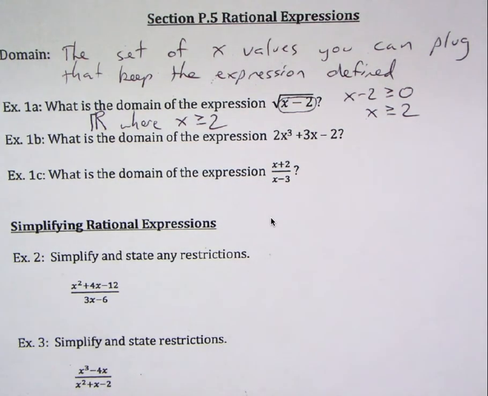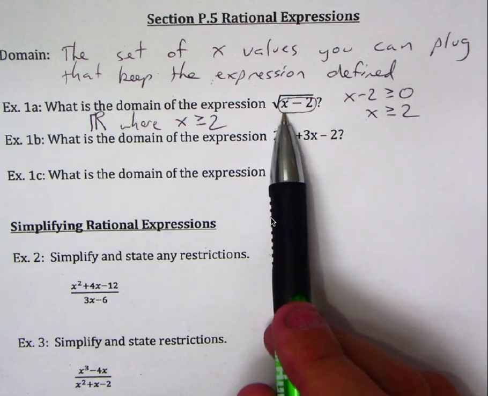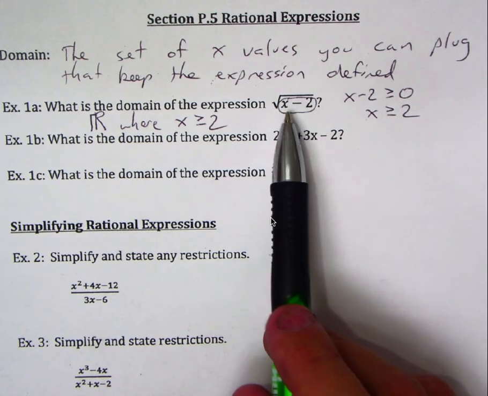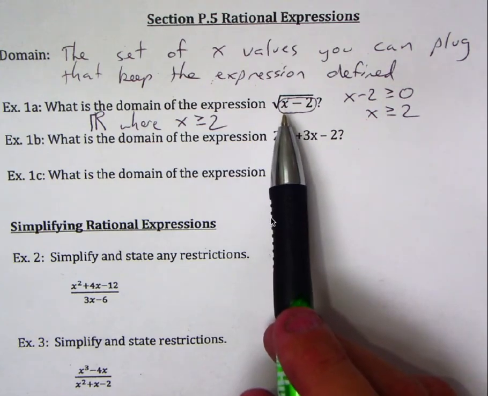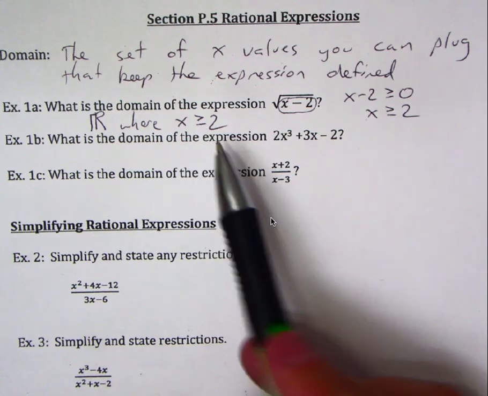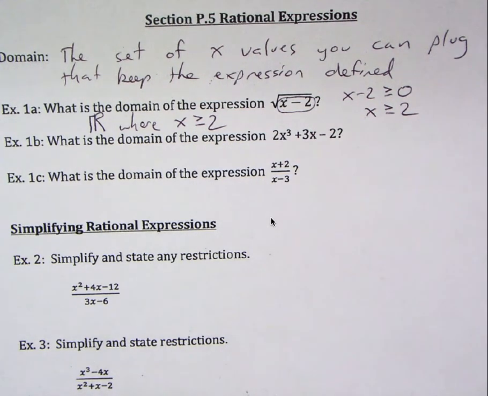And so think about that. If I would plug 1 in for x, think about what happens. 1 minus 2 is negative 1. I can't square root negative 1. So 1's not in the domain. So it has to start at 2, including 2, and anything greater than 2. So that's how you do domain with square roots. Try to keep what's under the square root, the radicand, greater than or equal to 0.